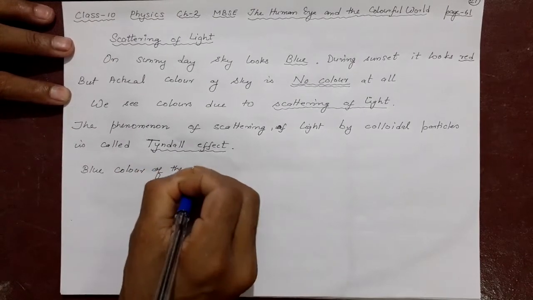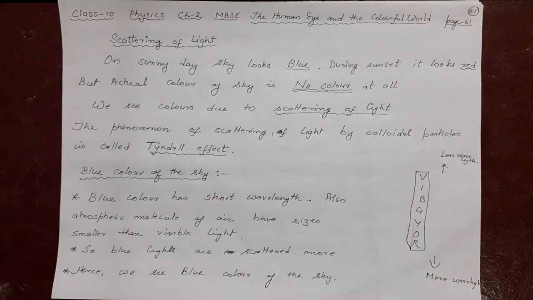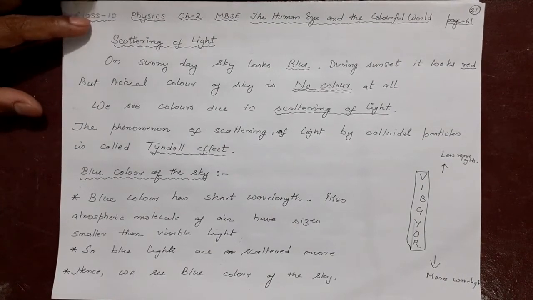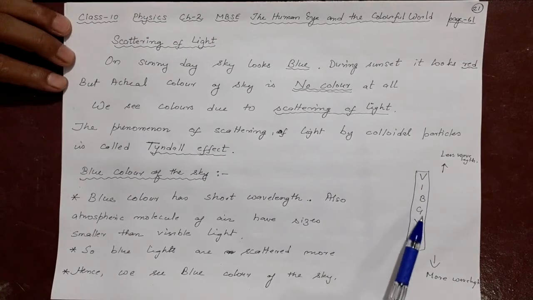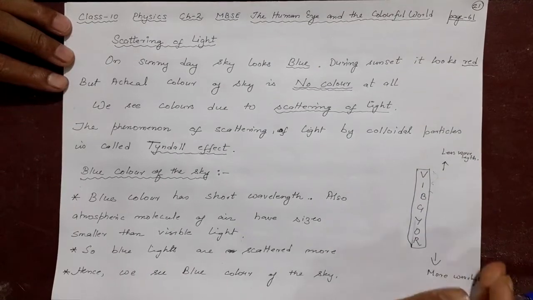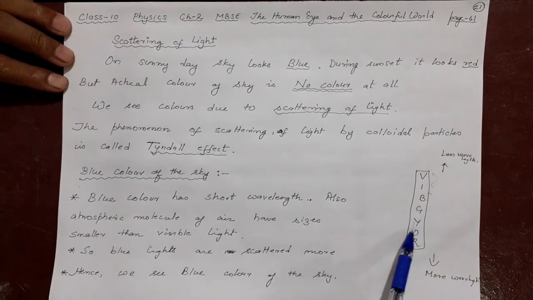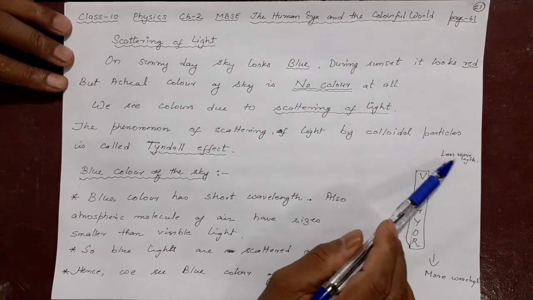Blue color of the sky. Now let us try to understand the color of the sky. You already know that there are 7 colors, VIBGYOR, and on this side you see violet, indigo, blue. These are blue type of colors. On this side it is yellow, orange, red type of colors. So you see this side has less wavelength. Can you understand? Less wavelength.